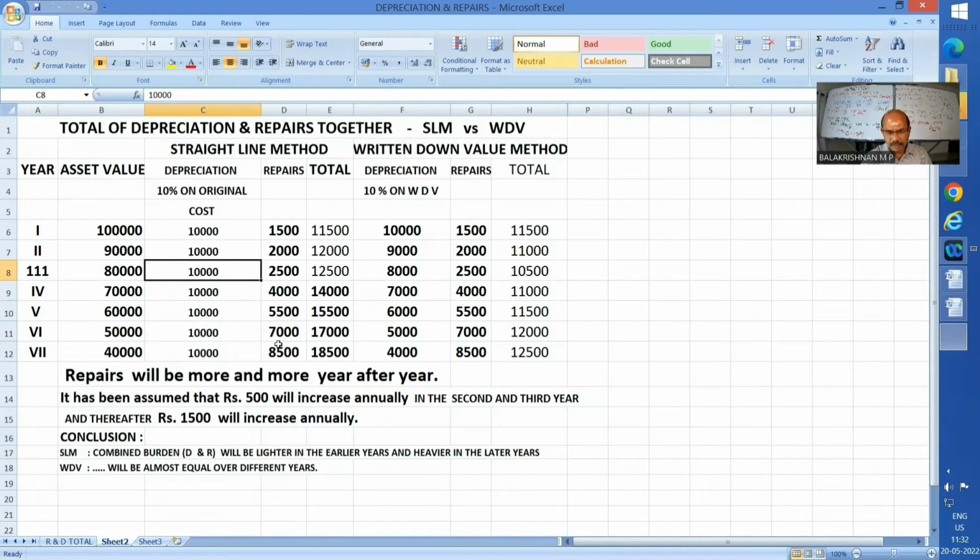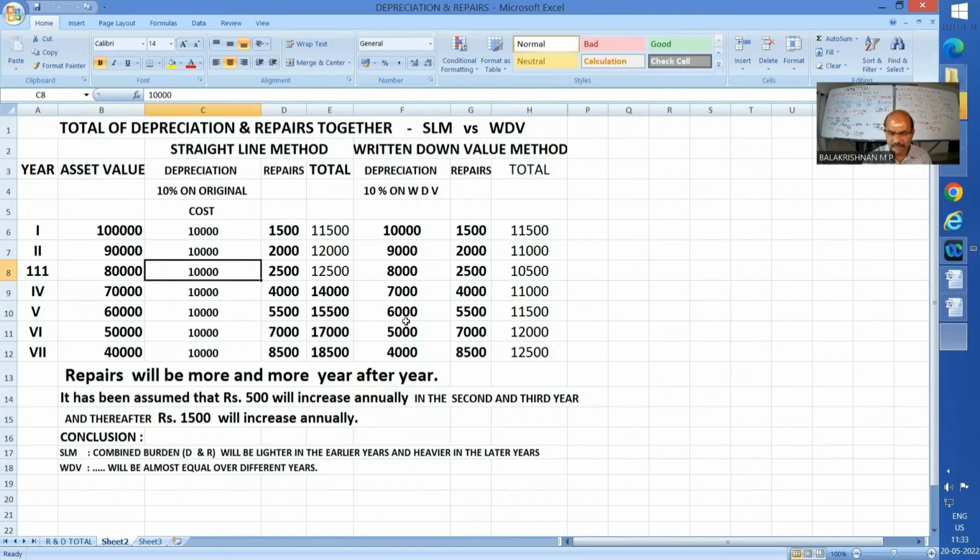Now let us move to the WDV method. Under WDV method, 10% depreciation on written down value. First year it will be the same 10,000. Next year, what will be the depreciation? We don't look at the original cost as is done in case of straight line method. We look at the reducing balance. So on 90,000, 10%, 9,000, and next year it has become 80,000, on that 8,000, and so on. So the depreciation gets reduced.